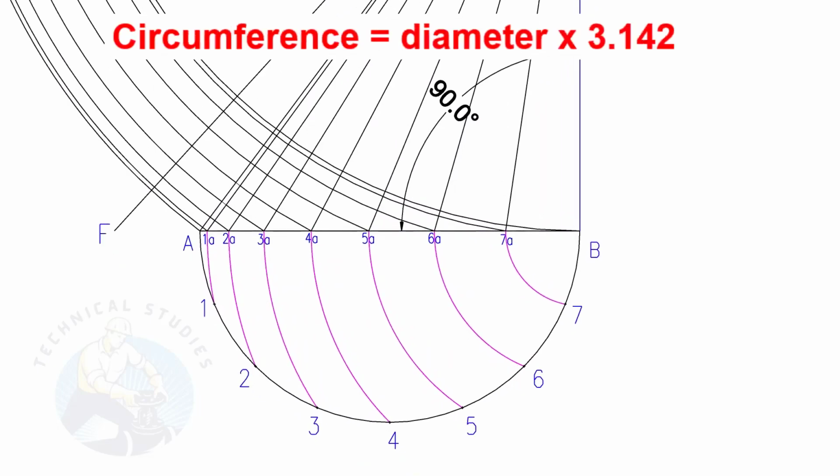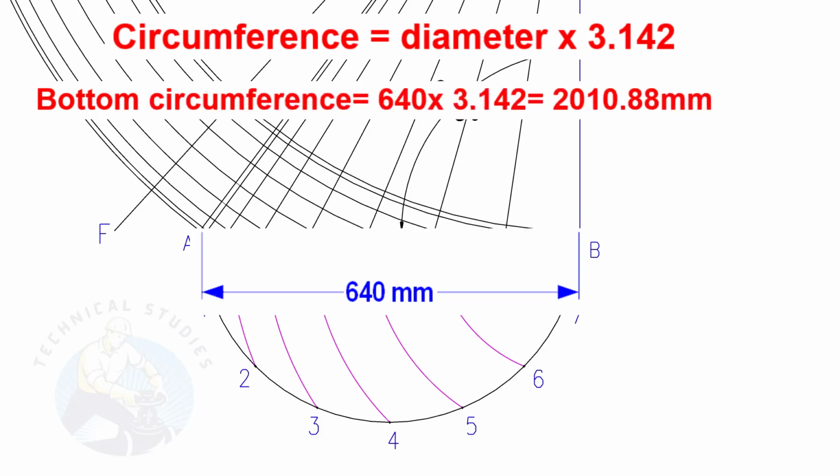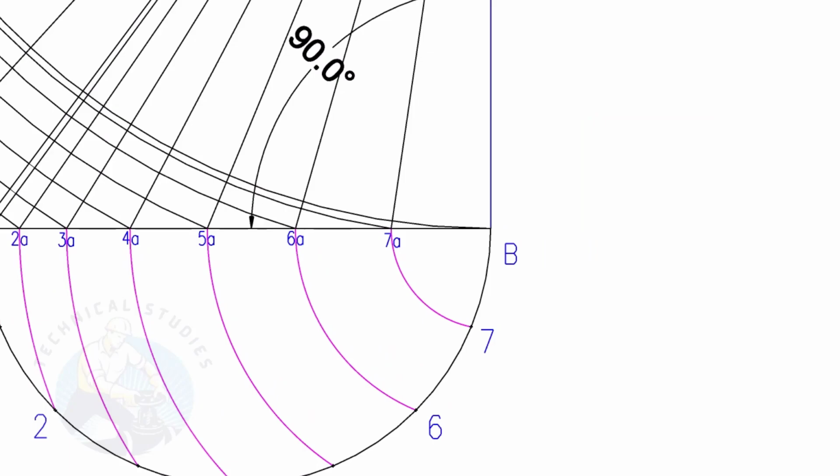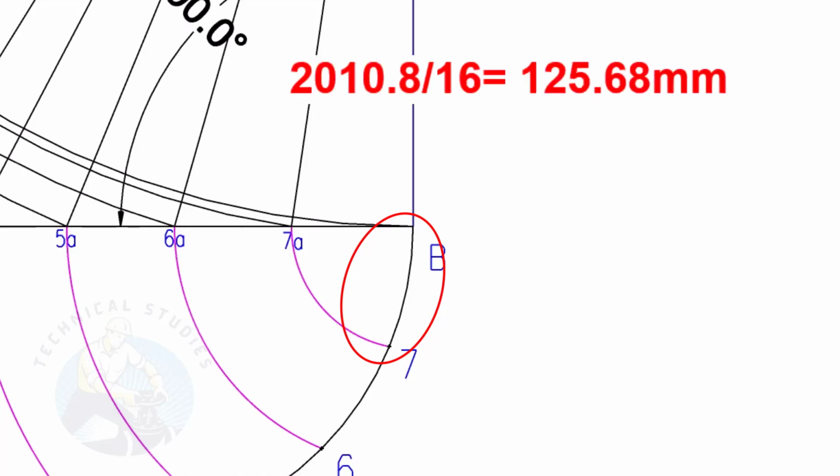Let us calculate the circumference of the bottom side. The formula is diameter multiplied by 3.142. Since the diameter is 640, multiply it by 3.142. The answer is 2010.8 mm. To calculate the arc length of one segment, divide the circumference 2010.8 by 16. The length of one arc is 125.68 mm.